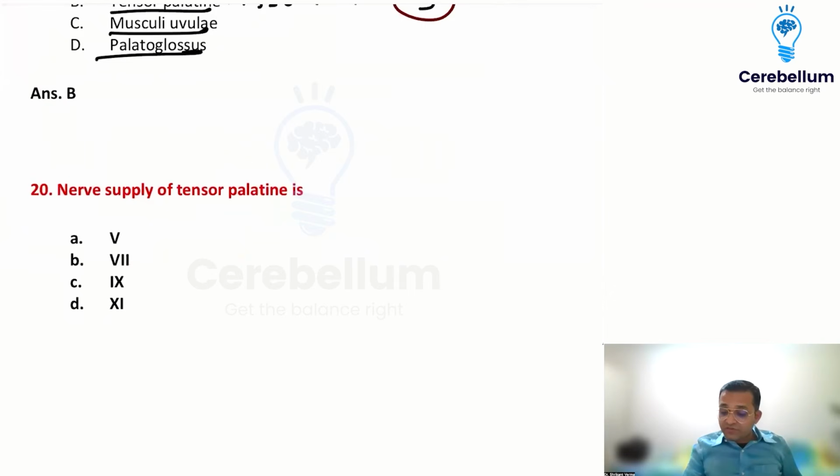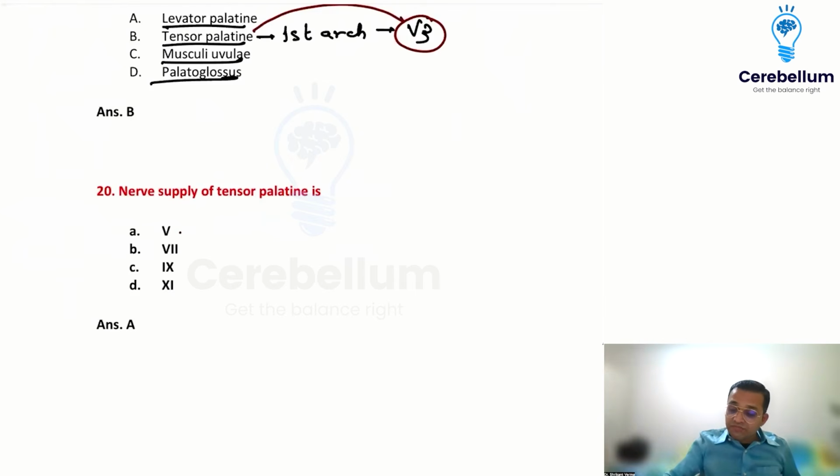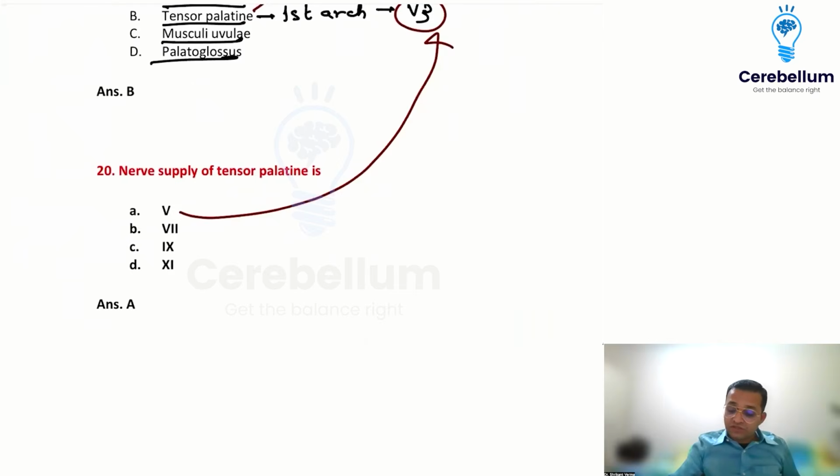Come to the next. Now, supply the tensor palatini. Sir, it is supplied by the mandibular nerve. Okay, sir. Come to the next.